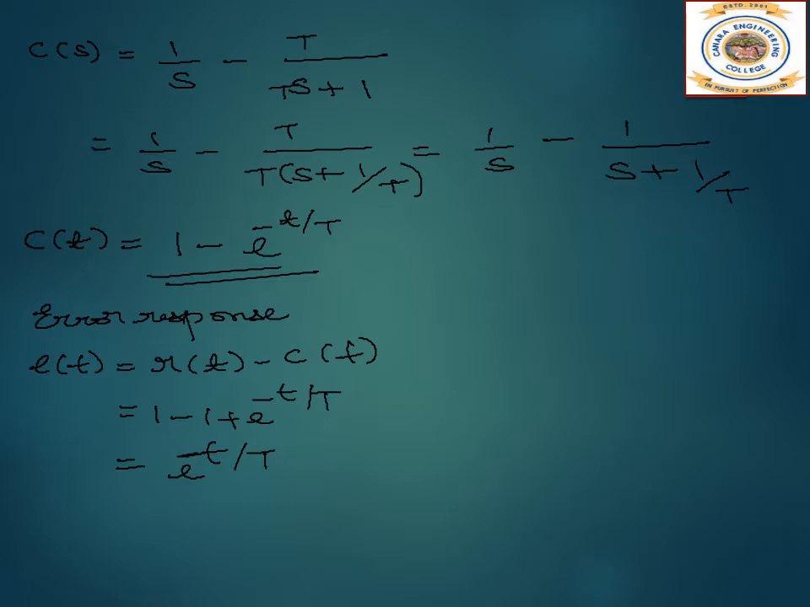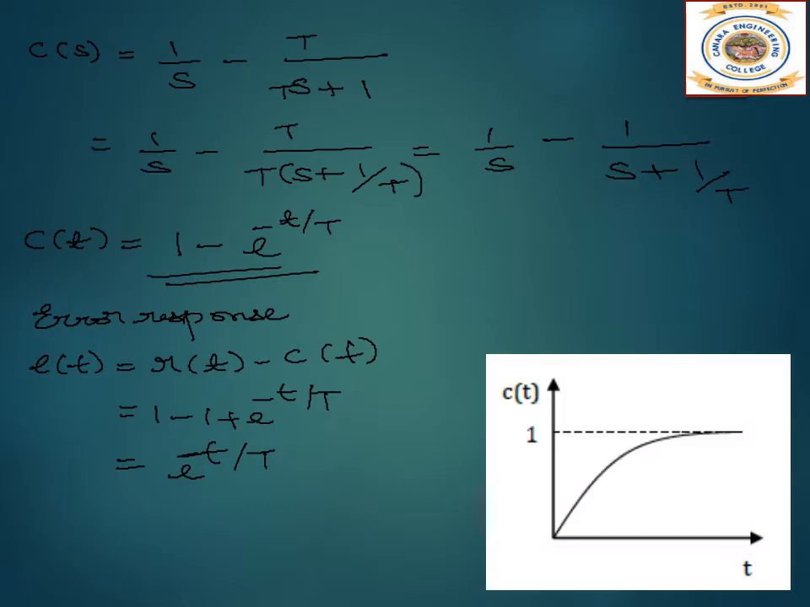So now let us plot this response. Here, this is the output response. So this is 1 minus e power minus t by T. And what happens to the error? This error gradually dies down over here. So this is given by exponentially decreasing, e to the power minus t by T.